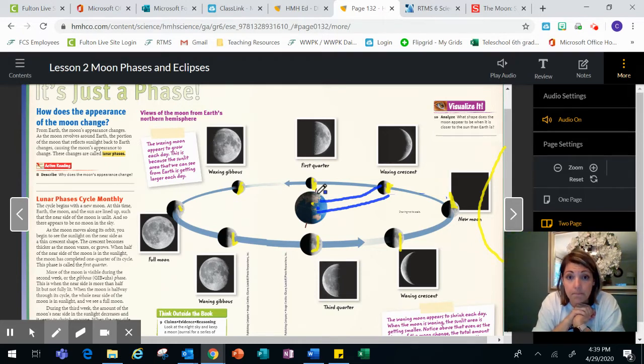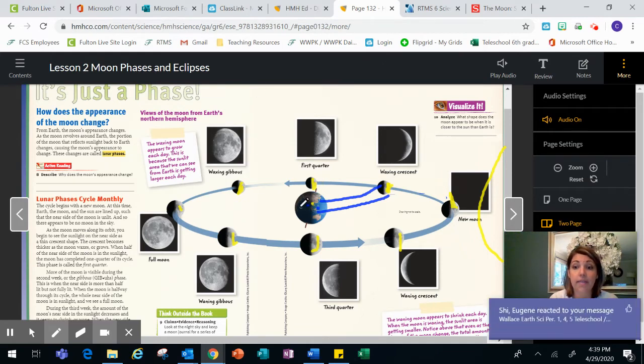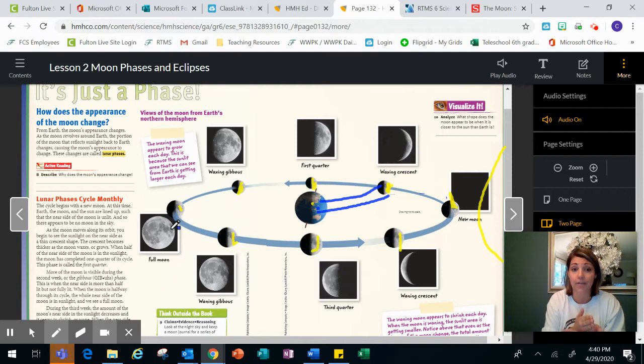That's first quarter. Going on as it's getting shinier, when it's not quite a full circle, but almost, and this little dark part is left behind, that's called a gibbous shape. So waxing gibbous is when it's going towards full moon. So we have our waxing gibbous. And then here we would look out at our moon and it would look like the entire thing is lit up. But again, remember, only half of it is lit up.